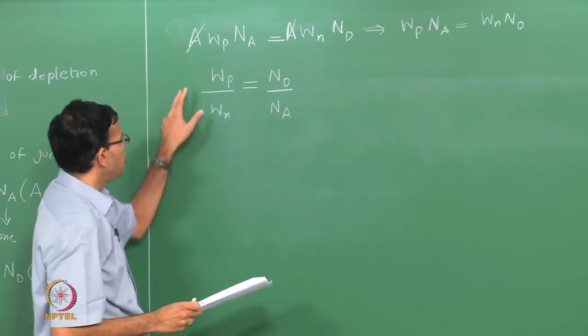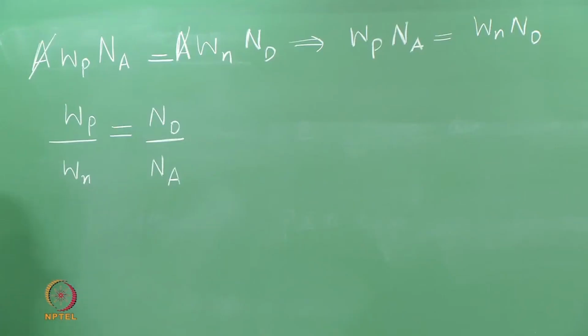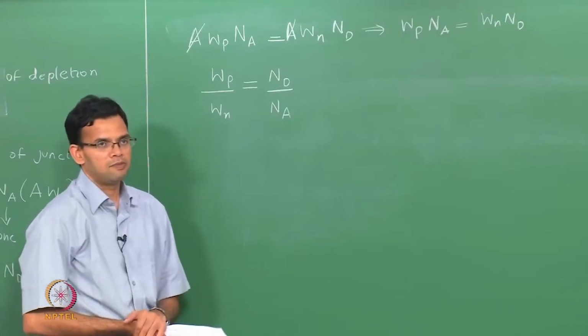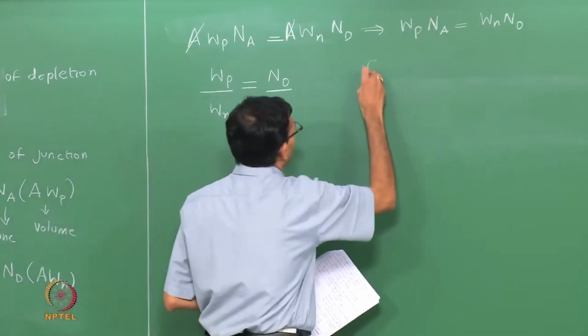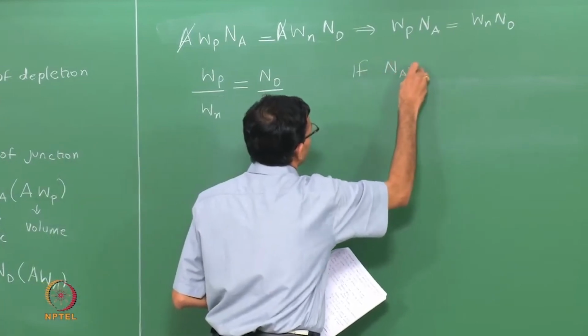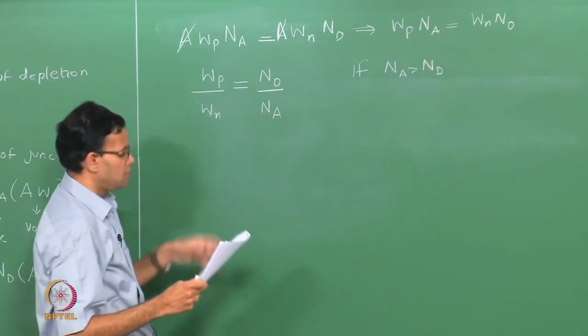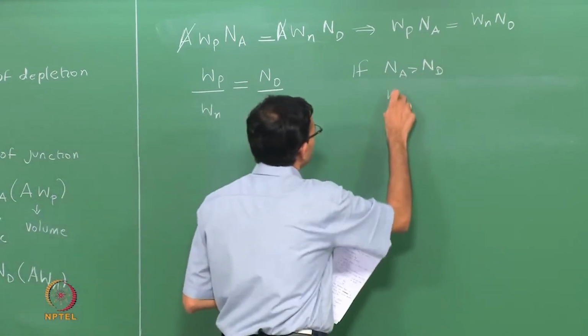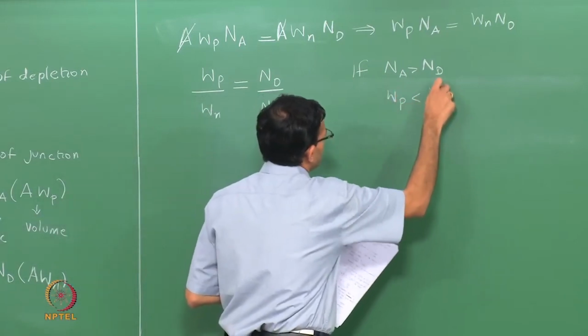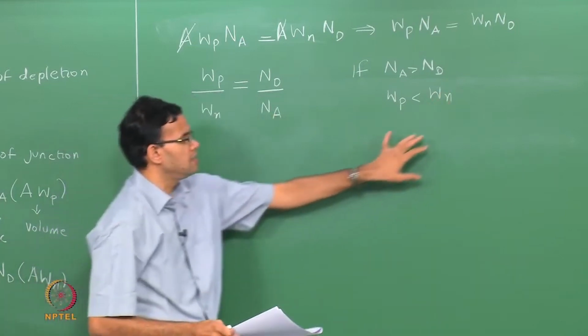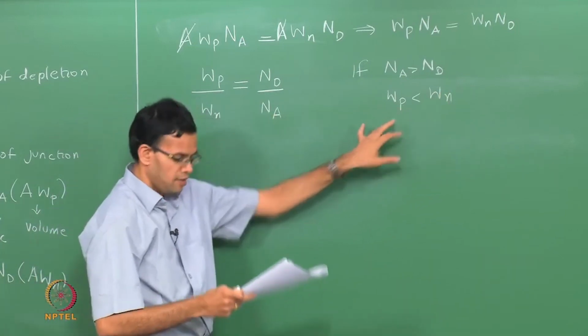So, the ratio of the depletion region widths on the p and n side is inversely proportional to the concentration of the dopants, whether they are donors or acceptors. So, if Na is greater than Nd, which means Wp will be less than Wn. So, the depletion region is larger on the n side than on the p side.